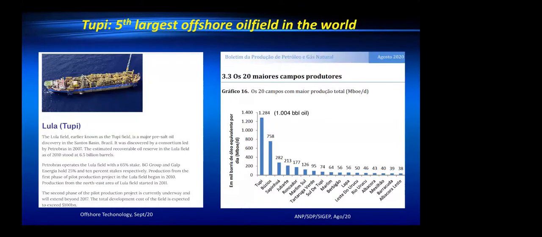Currently, Tupi is among the top five largest offshore fields of the world, according to Offshore Technology Magazine. Its remarkable production of 1.3 million oil equivalent barrels a day, or 1 million barrels a day of oil, results from, among other factors, the production strategy based on the reservoir zonation and characterization supported by high resolution seismic stratigraphy applied to large scale carbonate settings.